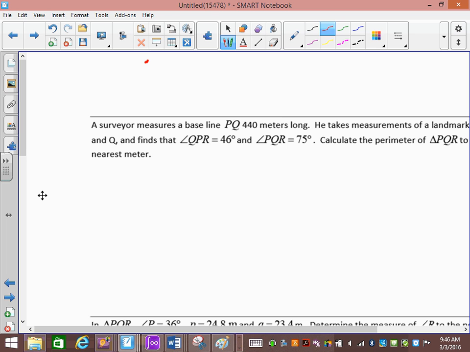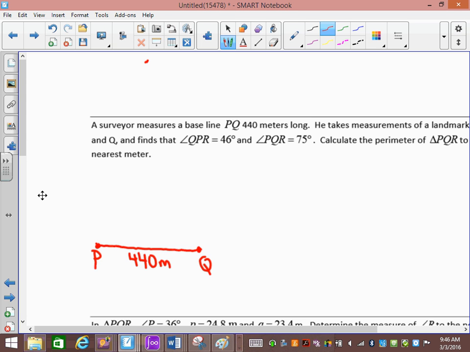So this makes people cry a little when the triangle's not drawn for them. Okay? Don't let it. It says here, a surveyor measures a baseline. So I'm going to draw myself a baseline, PQ. It doesn't matter if this is perfectly accurate or not, guys. You're still going to get the same answer. PQ, 440 meters.